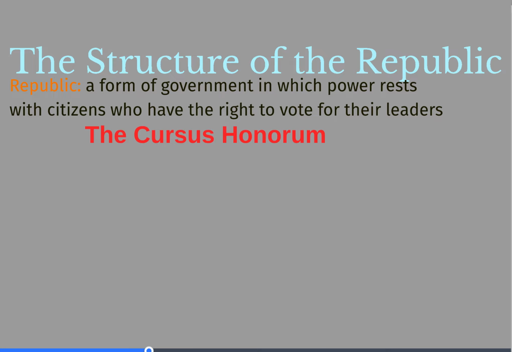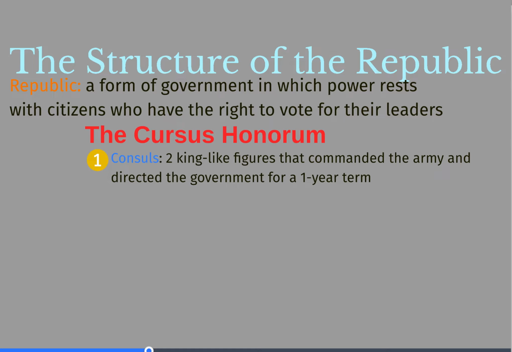And this system of leadership in the Roman Republic is called the cursus honorum, and it's a multi-tiered system as well. So at the very tip top of the cursus honorum were two consuls, or king-like figures, that commanded the army and directed the government for a one-year term. Their powers are really comparable to the executive branch or the president of the United States today, who's also commander-in-chief of the army and gets to approve of laws, but doesn't make the law.